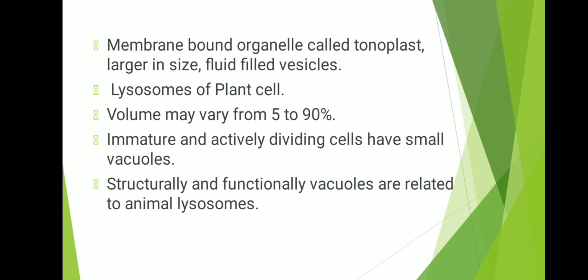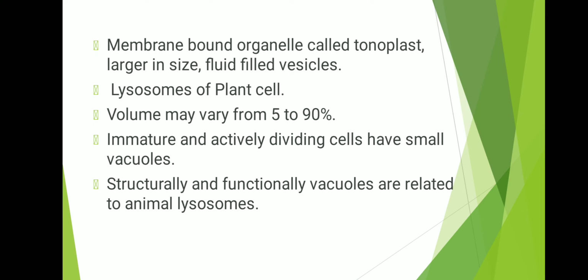In immature cells, when cells are in the growing stage of their life, they have small vacuoles. Or when cells are actively involved in cell division, they are continuously making proteins and utilizing them for the next cell division. So in that case, there will be no storage granules, or no storage. So vacuoles are small in size there.